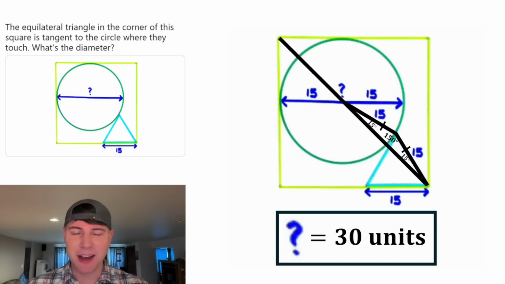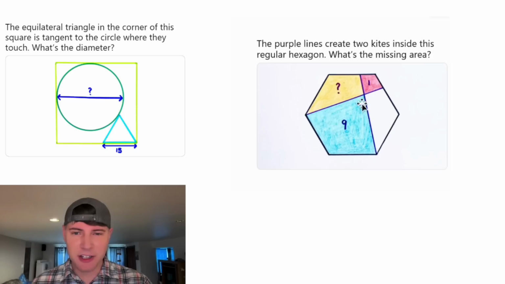So finding this diameter was very doable. How exciting. And here's the one I'm thinking about working on next. The purple lines create two kites inside this regular hexagon. What is the missing area? And we're given the area of this kite is 1, and the area of this kite is 9. This looks like a fun one. How exciting.